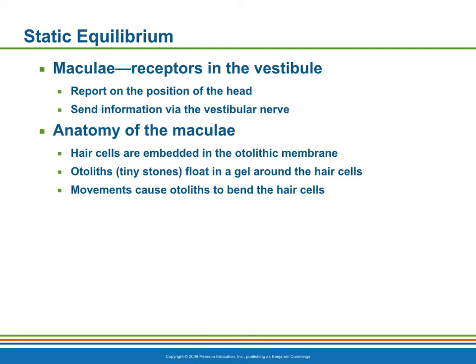Within the membrane sacs of the vestibule are receptors called maculae. They are essential to our sense of static equilibrium. The maculae report on changes in the position of the head in space with respect to the pull of gravity when the body is not moving. Remember that. Because they provide information on which way is up or down, they help us keep our head erect.